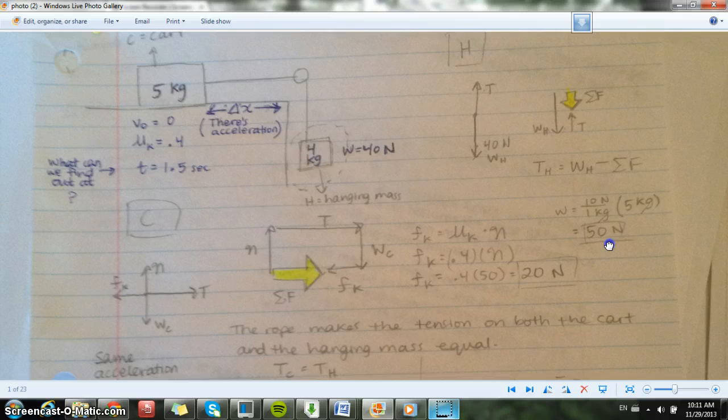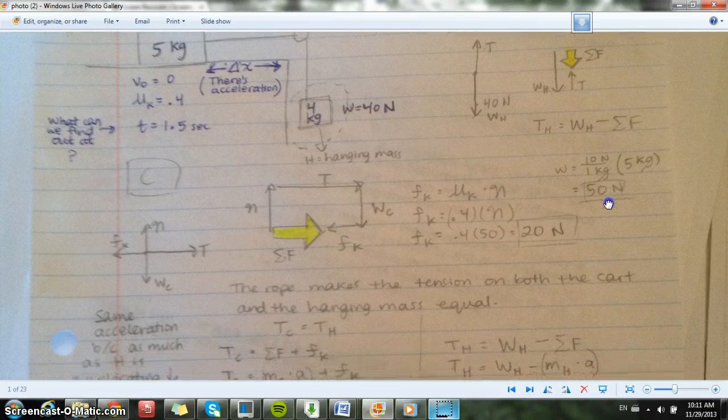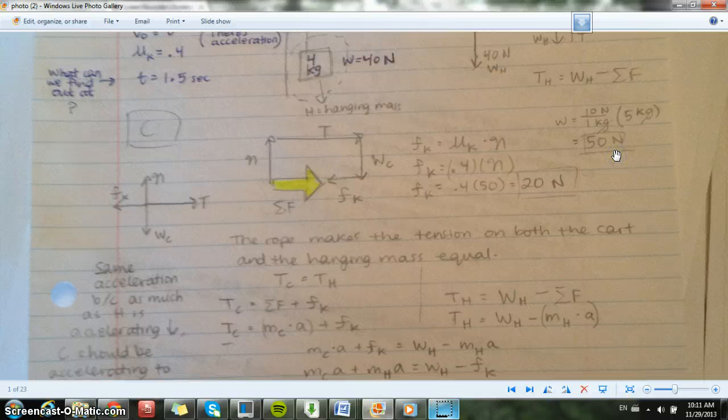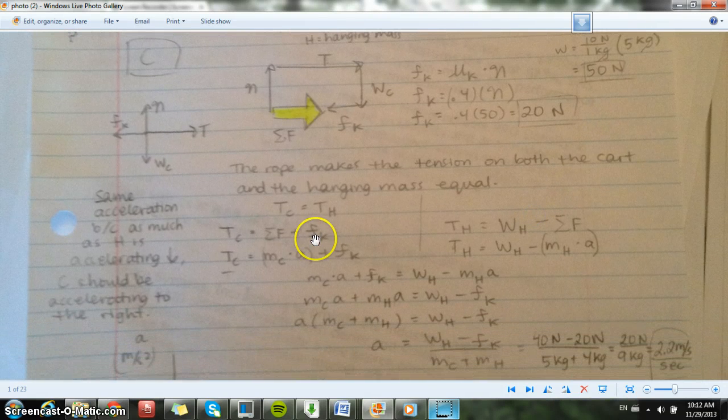Okay, now that we know that, I'll mention again that the tensions on both the cart and the hanging mass are equal. We want to find our acceleration, so we're going to plug in numbers until we can isolate the acceleration in the equation. The tension of the cart is equal to the net force plus the friction. This is the tension vector, and the net force plus friction is equal to the tension. So we're just trying to define our tension in terms of what we know. We know our mass, and we don't know our acceleration, but we know our friction.